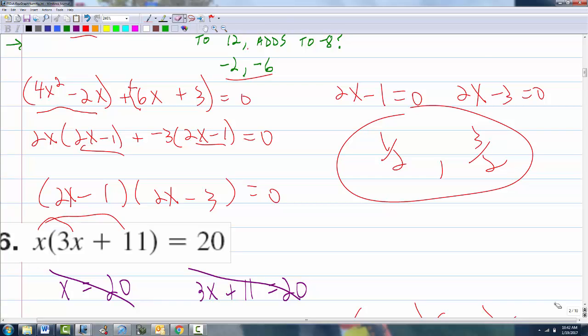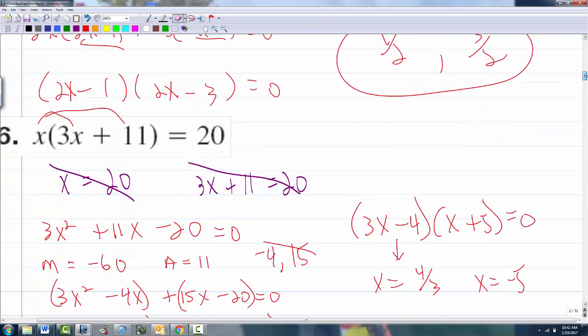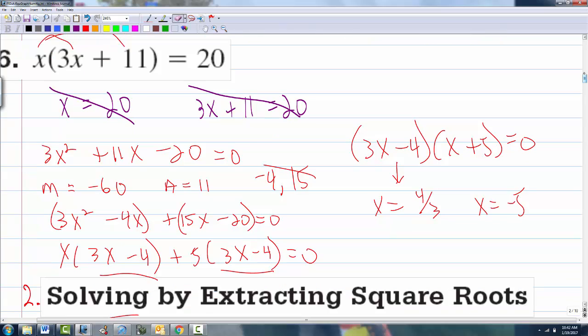So what do I have to do for this one in order to solve it? I just gave you a hint. It's up there. Distribute. What do I do with the 20? Subtract. And then factor. Now negative 20 is kind of a big number. But I'll give you a chance to write this down if you want.